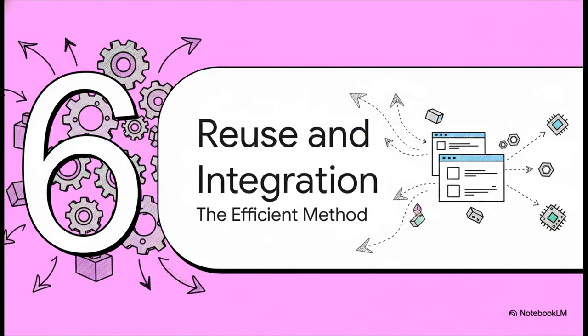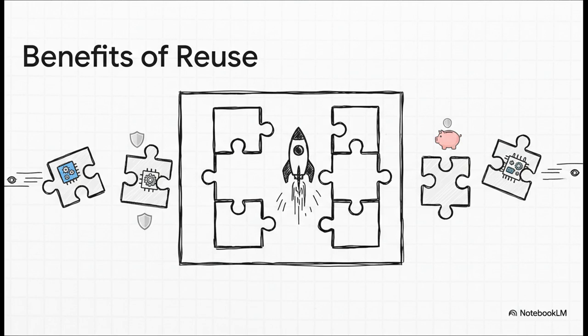All right, on to our third model, which is all about one thing: efficiency. I mean, why build something from scratch if someone else has already built a piece that does exactly what you need? That's the whole idea behind reuse and integration. This has become a super common approach, and for very good reason.